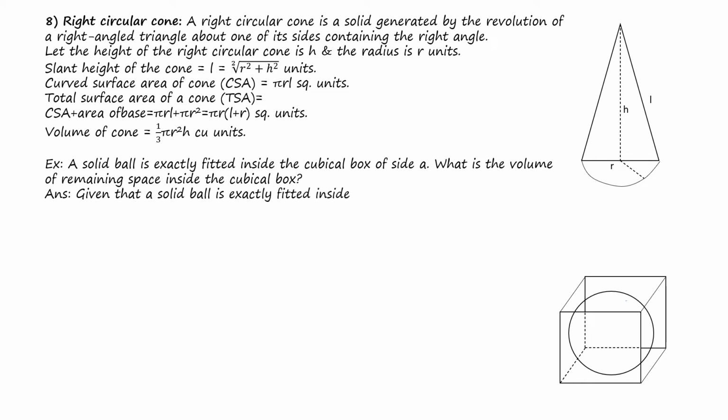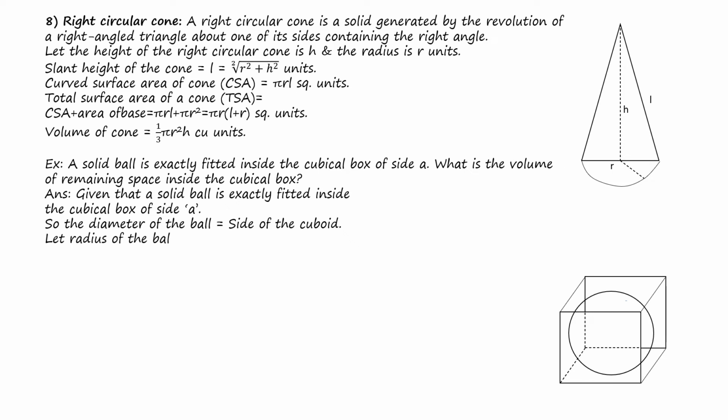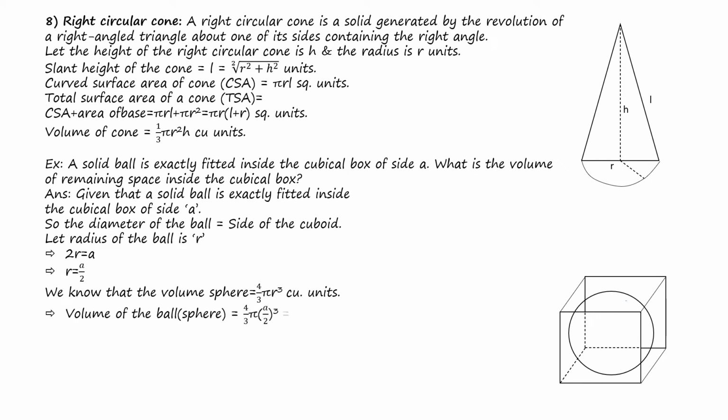Given that a solid ball is exactly fitted inside the cubical box of side a, the diameter of the ball is equal to the side of the cube. Let the radius of the ball be r. So 2r equals a, because diameter is twice the radius, or r equals a by 2. Now we know that the volume of the sphere is 4 by 3 pi r cube units. So the volume of the ball is 4 by 3 pi into (a by 2) whole cube, which is 1 by 6 pi a cube unit.